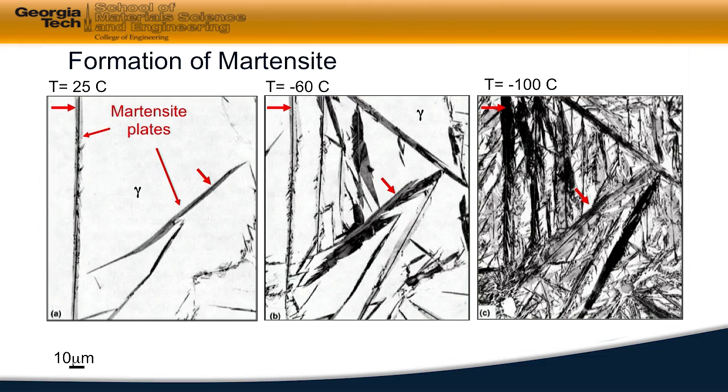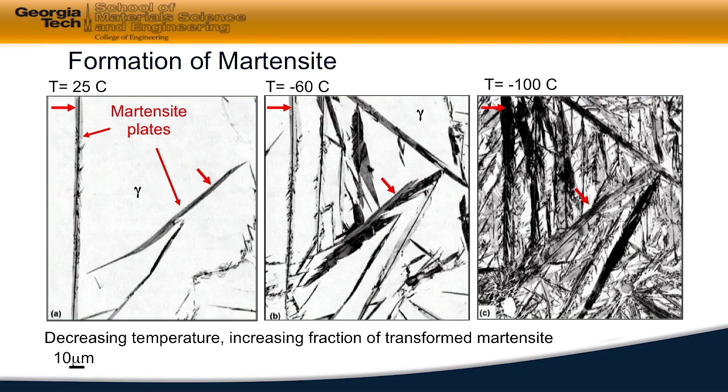So we're seeing the athermal nature of this transformation, and we're following how temperature affects the amount of material that has been transformed. Decreasing the temperature results in an increase in the fraction transformed, and that's what these diagrams are indicating as we go from left to right.